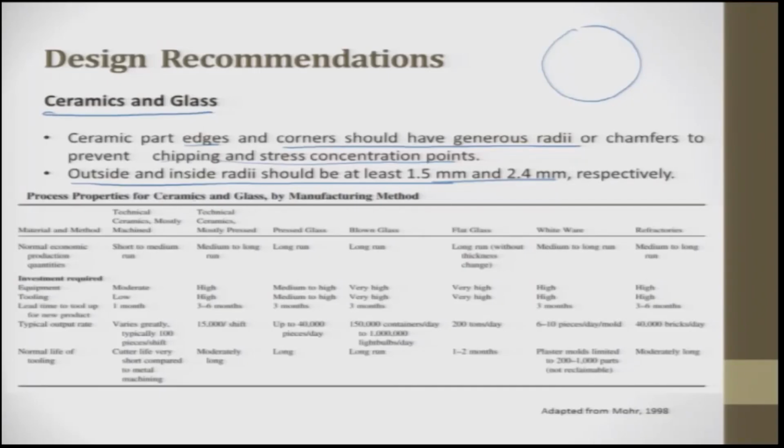So, when we talk about ceramics and glasses by manufacturing method, you can take material and method, and normal economic production quantity. Typically ceramics mostly machined is short to medium, technical ceramics mostly pressed is medium to long run, pressed glass is used for long run, blown glass is used for long run. Blown glass is nothing but your bulb, incandescent bulb. Then flat glass is used for long run, whitewares are used for medium to long, and refractories are used for medium to long. So, we have put various processes and their costing in developing these ceramic pieces.